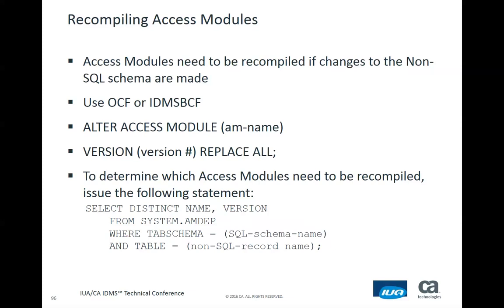To do this, you can use OCF online, or you can do it through IDMS BCF. You'll use the ALTER ACCESS MODULE statement, specifying the access module names. You can also specify version numbers with the REPLACE ALL command. And if you're wondering which access modules need to be recompiled, what we have here is a select statement that you could run through OCF or BCF against the catalog, and this would give you a listing of those access modules that you will have to process once you make the changes to the non-SQL database.